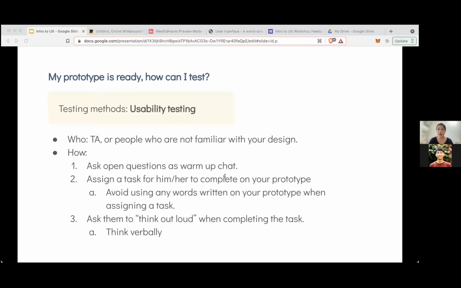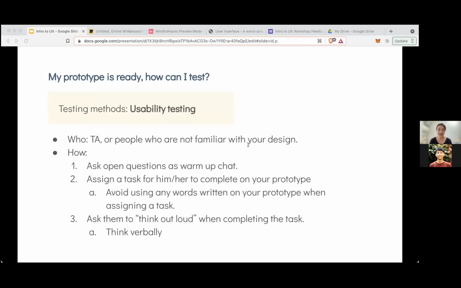And then you're gonna proceed to conduct the test. So the first thing you're gonna do when you conduct the test is you're gonna ask questions as a warm-up check. So what's the habit of using mobile? Or if your prototype is about a food delivery app, then you will ask the participant what their dining habits are, what their habit of ordering food is, and also where they tend to use these food ordering apps.